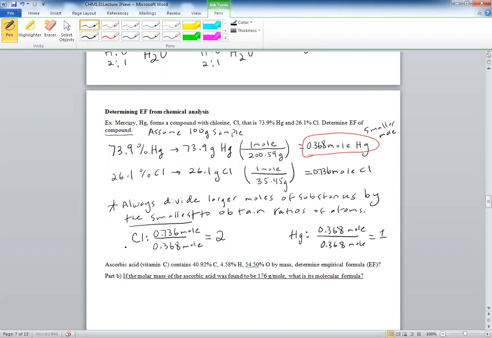So here it is. Cl is 2. Hg is 1. Our formula should be Hg. That's a 1. We don't show it. And Cl2. Now you should know why we wrote the Hg first, then the Cl next.